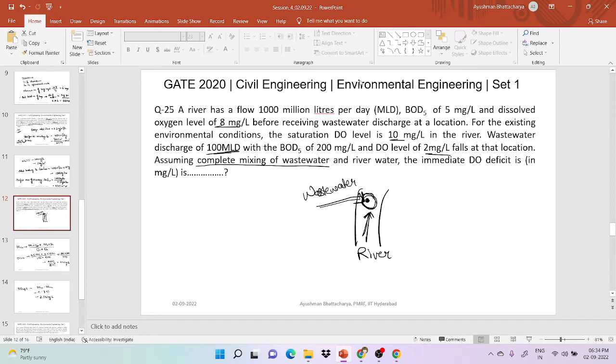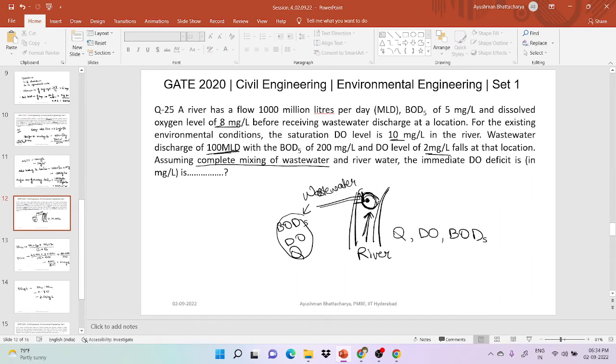So I will just give a summary of this question. In this, they are telling us a river is flowing. They have given us the flow rate of the river, the DO value of that river before mixing, and the BOD 5. At one point, wastewater is being discharged, and the characteristics of the wastewater have also been given: BOD 5, DO, and flow. So three parameters of the wastewater and the river have been given to us.